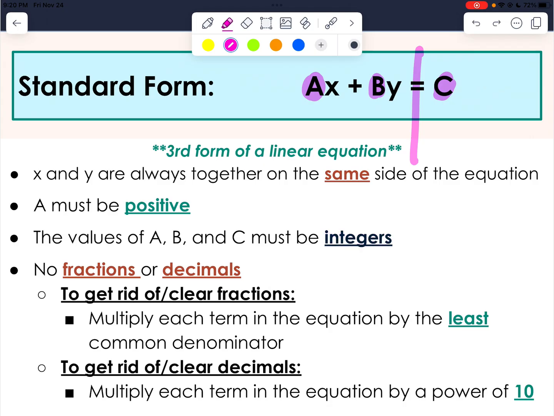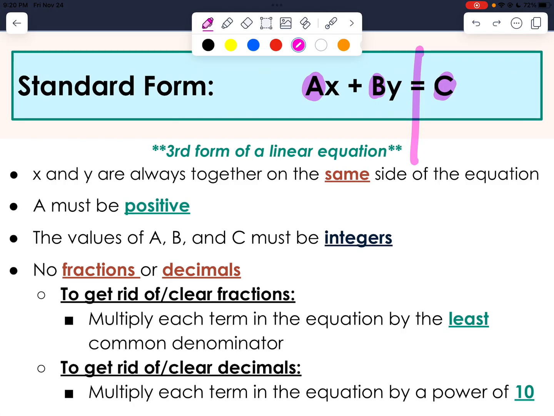Now, what is an integer, you might ask? Well, an integer is a positive or negative whole number or 0. So that could be like -3, -2, -1, 0, 1, 2, 3. Numbers just like that. So they have to be integers, but A has to be positive. So A has to be a positive integer. You can't have fractions, you can't have decimals because they're integers.